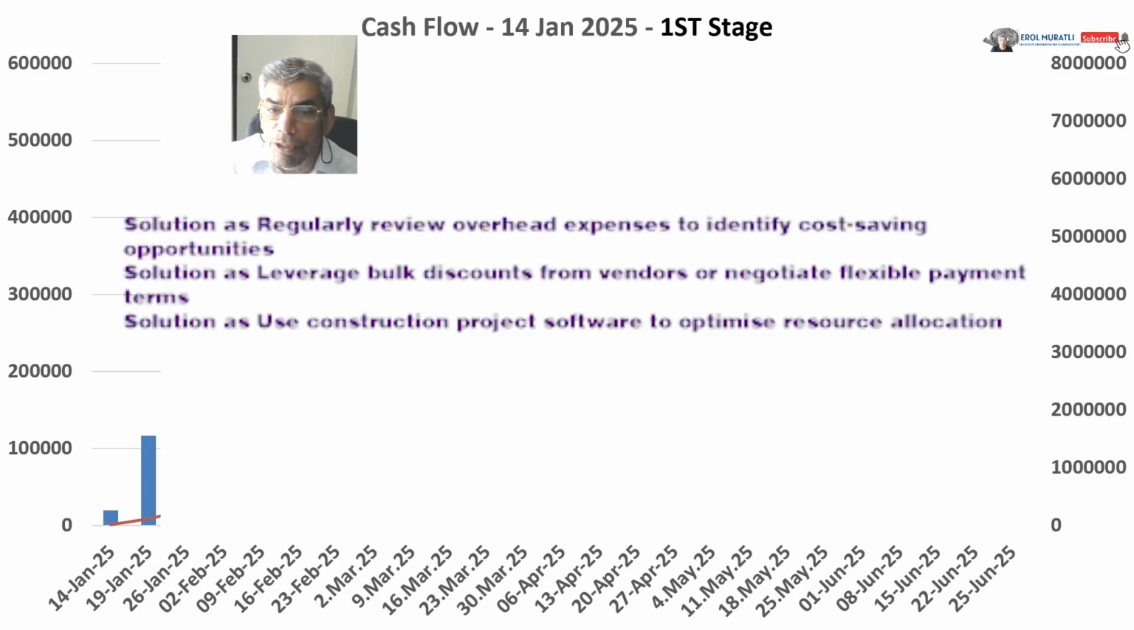The solutions are to regularly review overhead expenses to identify cost saving opportunities, leverage bulk discounts from vendors or negotiate flexible payment terms, or use construction project software to optimize resource allocation.